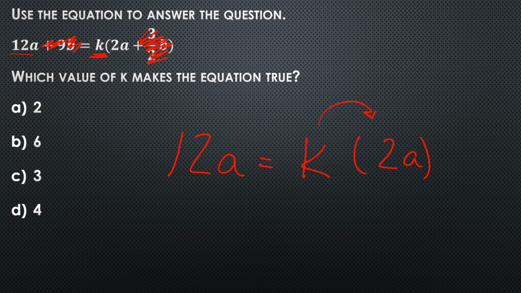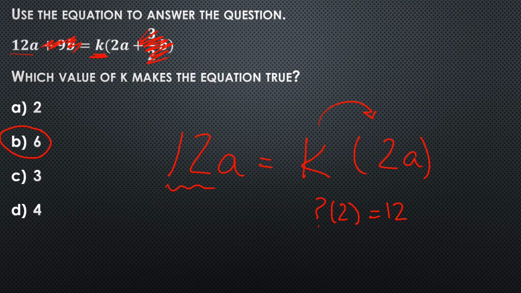inside, right? So if I have some number times 2, it needs to give me 12. So what number times 2 do you think gives me 12? Remember, I have some number times 2 has to give me 12. Hopefully you're thinking 6. 6 times 2 gives me 12.